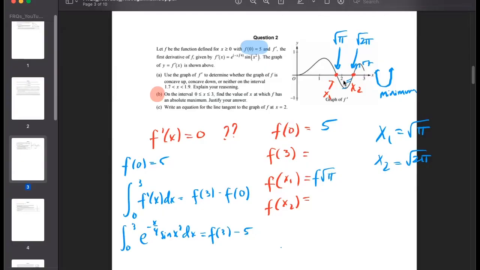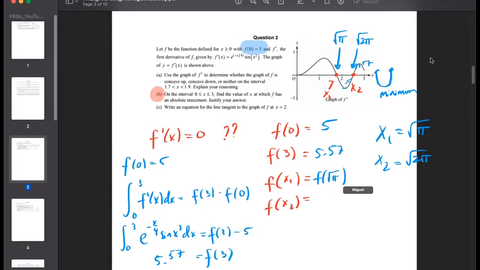So all I do is I plug it into my calculator, I add the 5, and I get that f of 3 is 5.57. Okay, so that's my f of 3, so 5.57. If I compare f of 0 and f of 3, it looks like f of 3 is winning as the absolute max.